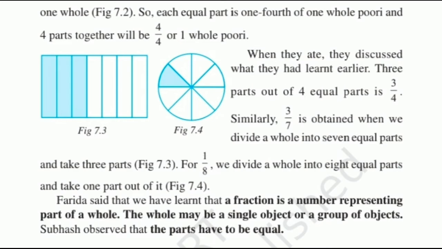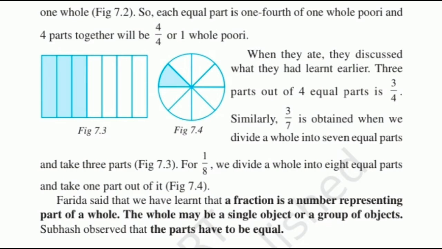So each equal part is 1/4 of one whole puri and 4 parts together will be 4 by 4 or one whole puri. When they ate, they discussed what they had learned earlier. 3 parts out of 4 equal parts is 3 by 4. Similarly, 3 by 7 is obtained when we divide a whole into 7 equal parts and take 3 parts. You can see it in figure 7.3. For 1 by 8, we divide a whole into 8 equal parts and take 1 part out of it.